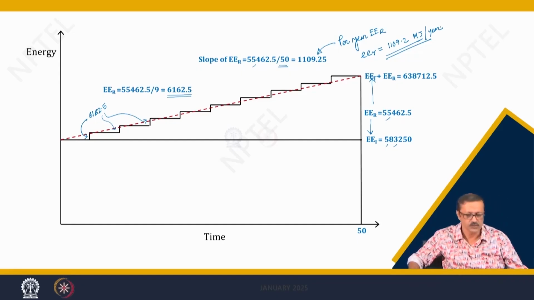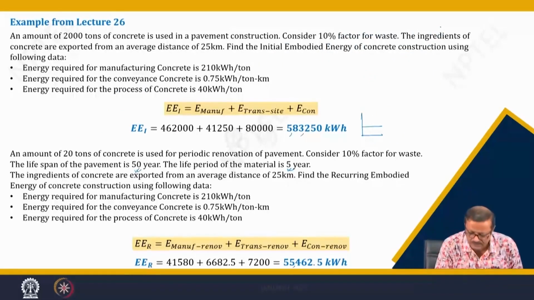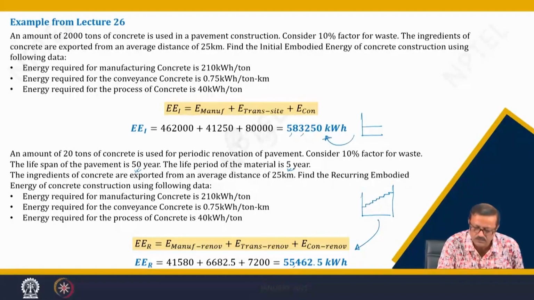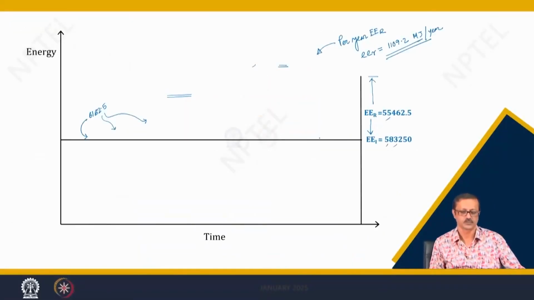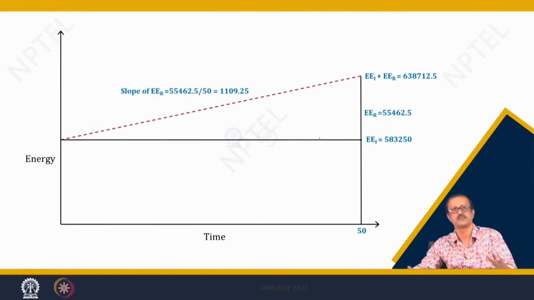So, if I go back a little bit, this one starts from here and goes like this, something like this. Okay. So finally, it looks like this. I have removed the steps. So, this is the recurring.